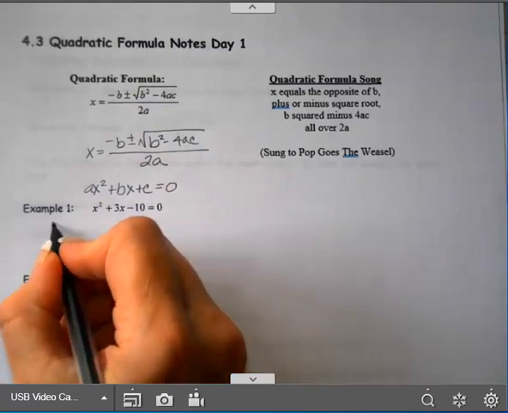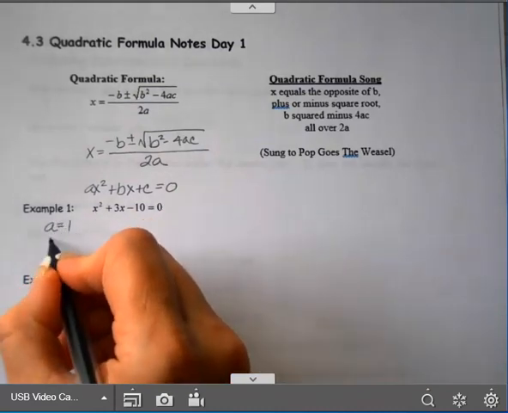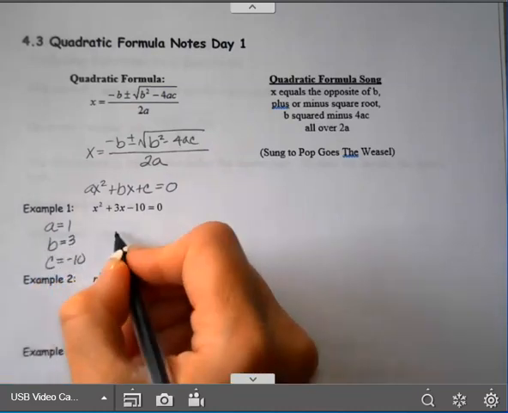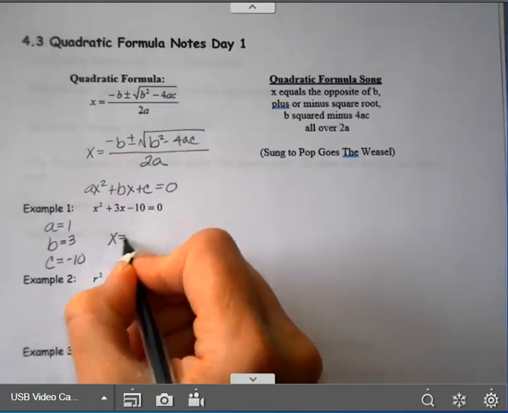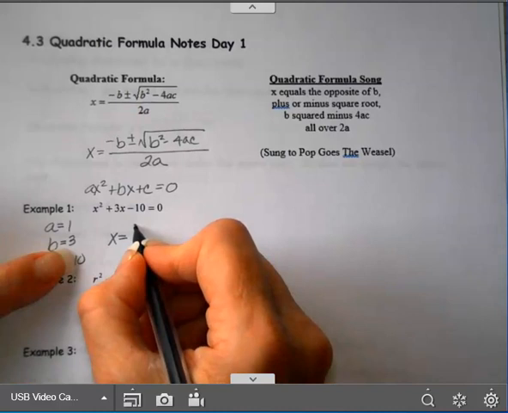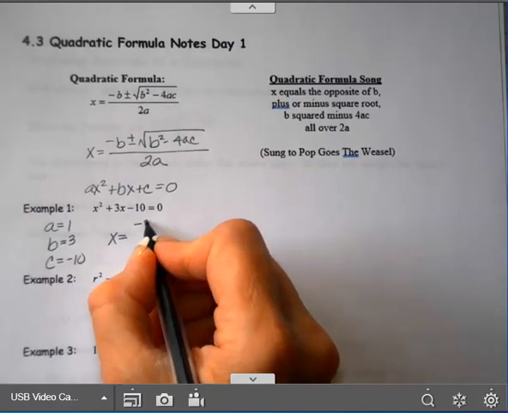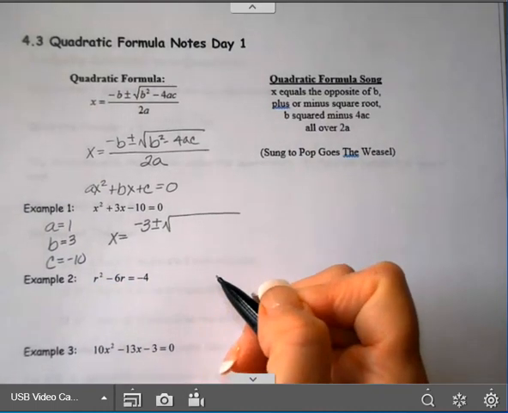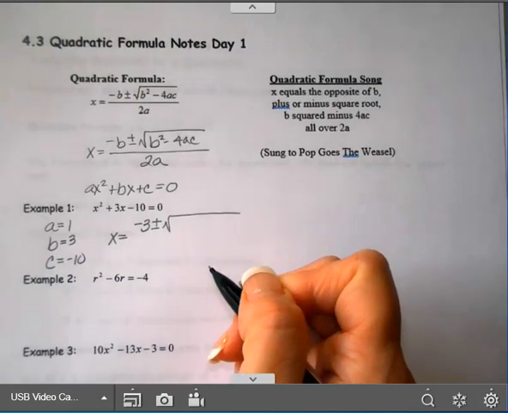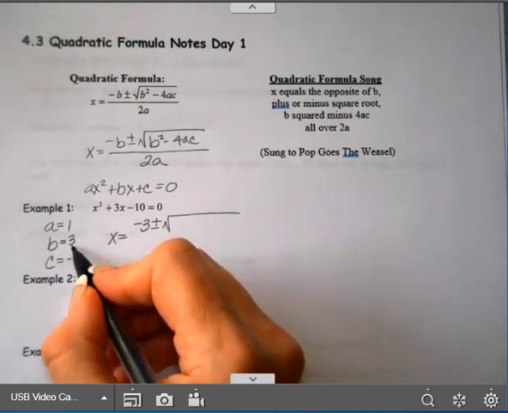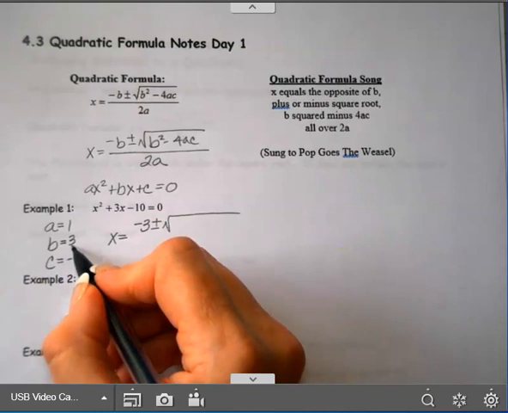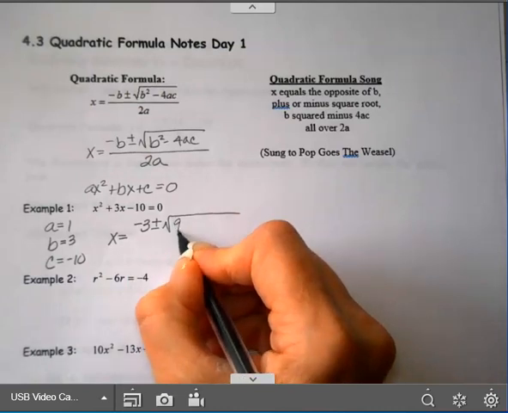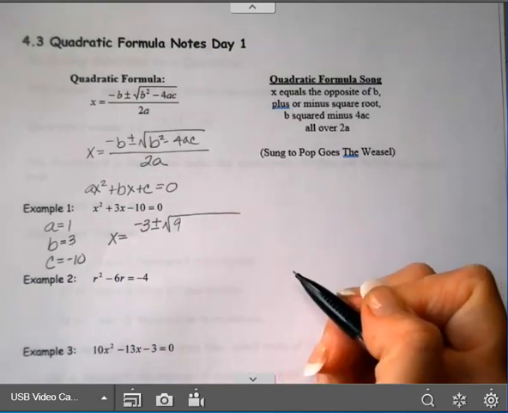So our a for this problem is 1, b is 3, and c is equal to negative 10. So I'm going to plug that in my formula. So x equals the opposite of b, so 3 is b, so the opposite of that is negative 3, plus or minus the square root, and I automatically square b. And when you square b, you'll get a positive number. If b is positive, it's positive when you square it. When b is negative, when you square it, you get a positive. So I always like to make sure that I square it. That first value underneath the square root, b squared, better be positive.